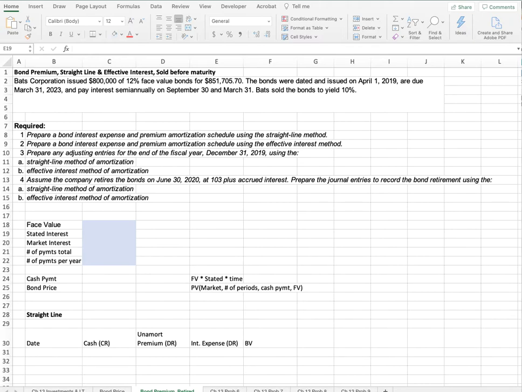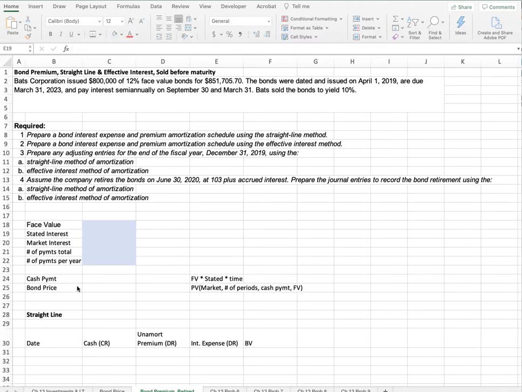Prepare a bond interest expense and premium amortization schedule using the straight line method, and requirement 2 is the same thing using the effective interest method. Requirement 3, prepare any adjusting entries for the end of the fiscal year, December 31st, 2019, using both the straight line and effective interest. Requirement 4, assume the company retires the bonds on June 30th at 103 plus accrued interest, and prepare the journal entries to record that bond retirement with straight line and effective interest.